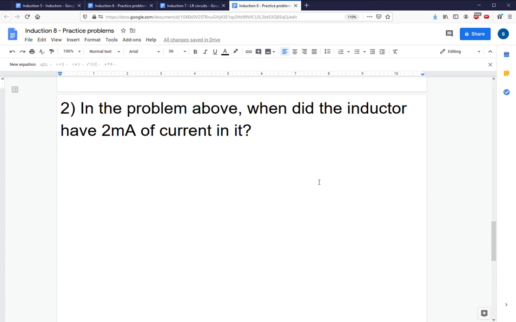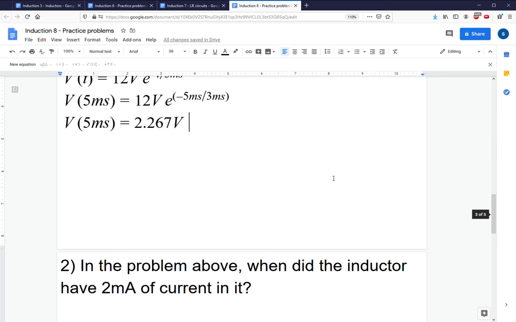Question 2. In the problem above, when did the inductor have 2 milliamperes of current running through it? Please pause the video and do this problem. So the question asks, when is current equal to 2 milliamps?